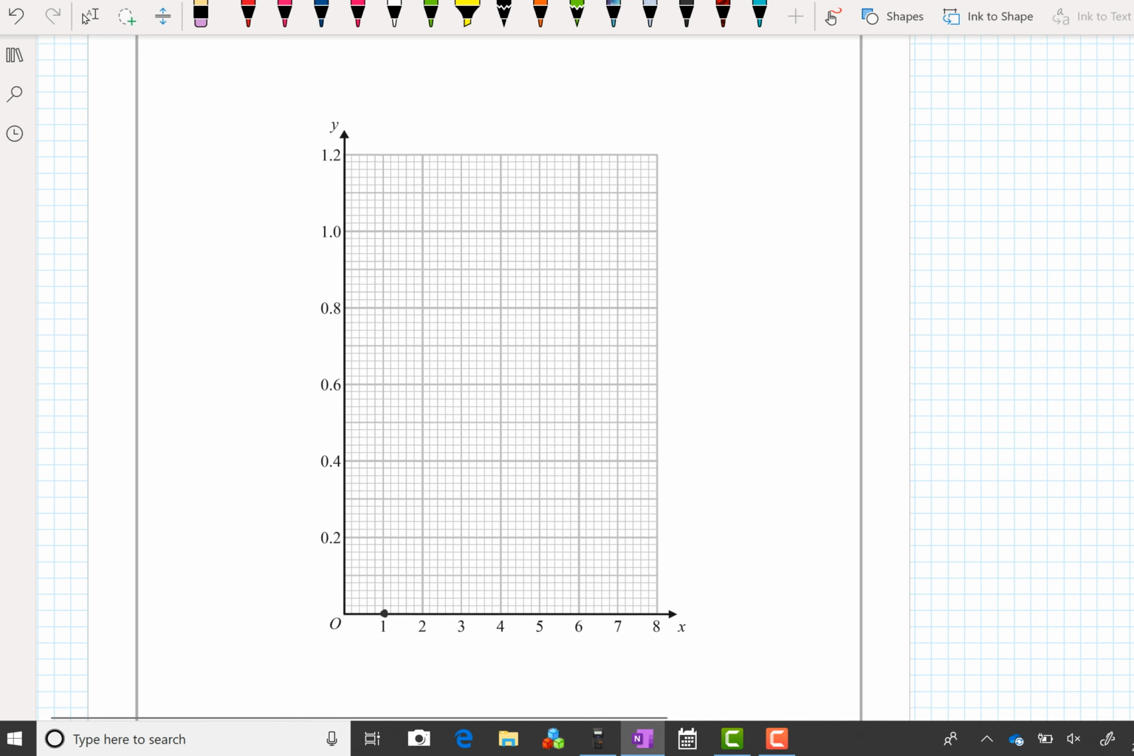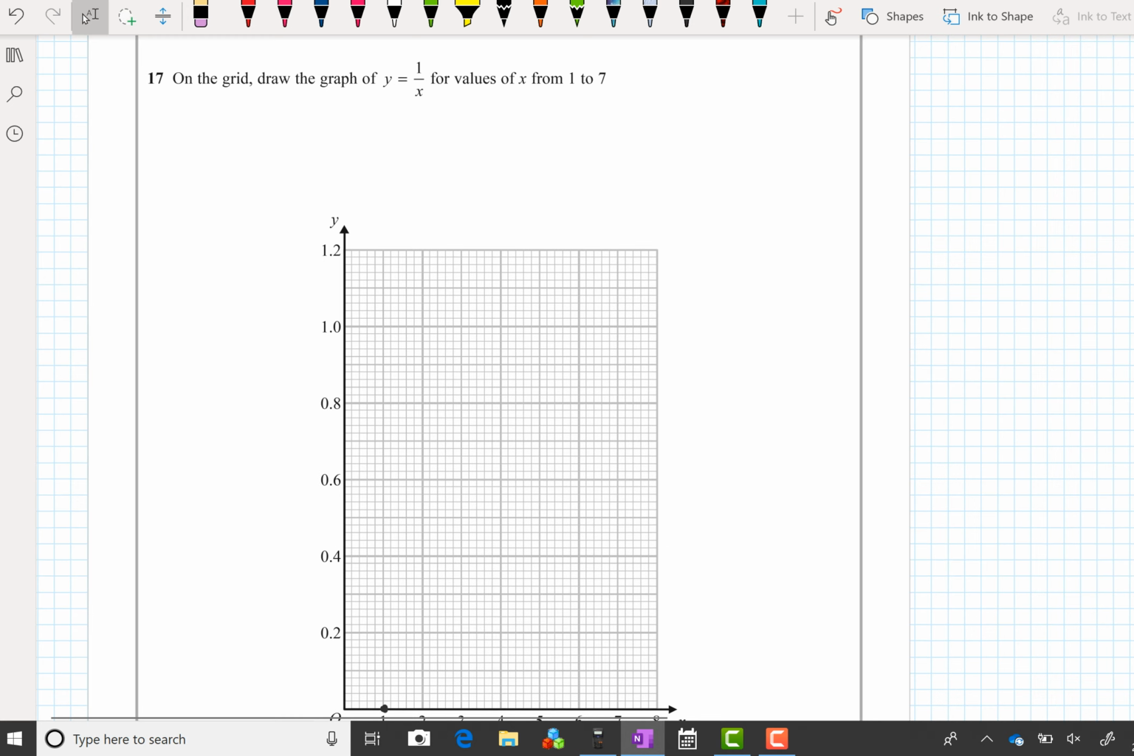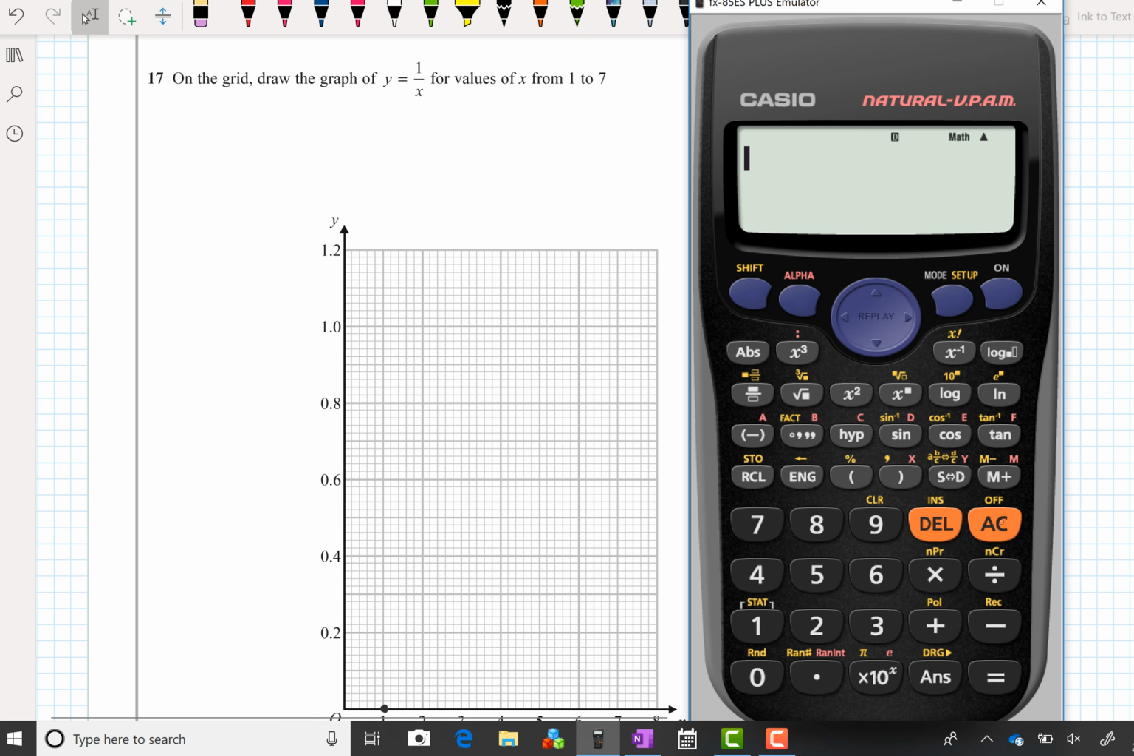You might have a way. I like my way. It's as follows. How to plot any graph. Mode. 3. Table. This means y. Y equals, I want to do 1 divided by x. X is there. It's red. Alpha for the red. X equals. I want it to start from x at 1. I want it to end at 7. I want it to go up in 1. So that's 1, 2, 3, 4, 5, 6, 7.